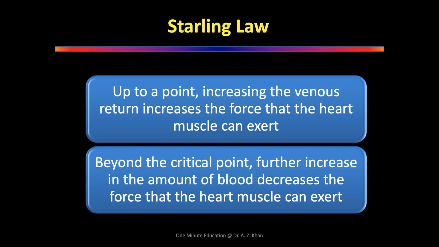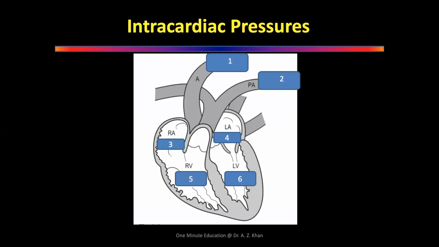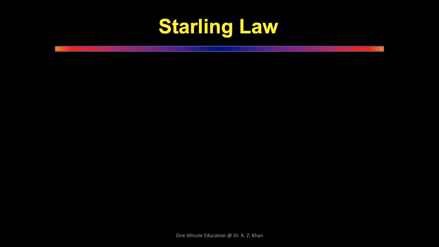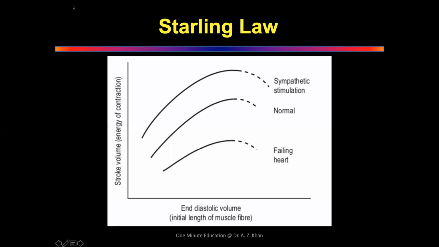Yes or no? Quickly. Somebody has to say yes, so I'll show you the graph. Yes, yes. Okay, this is the graphical representation. So it stretches up to a normal thing and then it starts to fall. But if there's a sympathetic stimulation, it goes high up, the stroke volume can increase. But in a failing heart, the stroke volume will fall flat. So actually, this is the line that you have to draw.